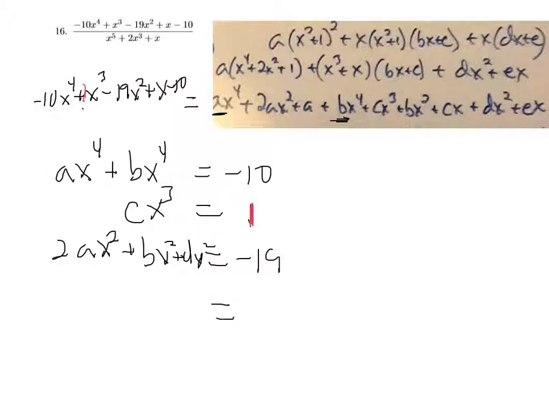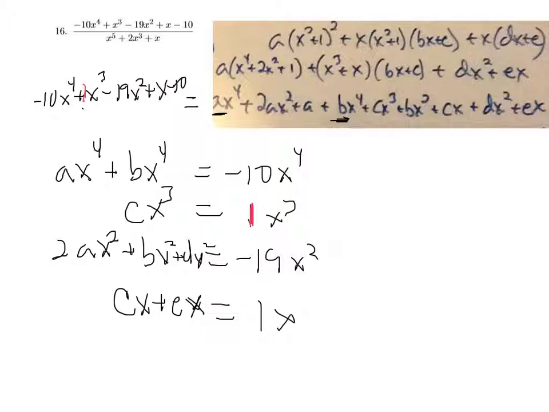Oh, and then I've got the linear term, the x term, and that has a coefficient of 1. And I'm seeing, where am I seeing here? I'm seeing cx, I'm seeing ex. So cx plus ex is going to have the c and the e add up to 1. Maybe I should put the x to the fourth, x to the third, x squared, x. Maybe that'll help you out.